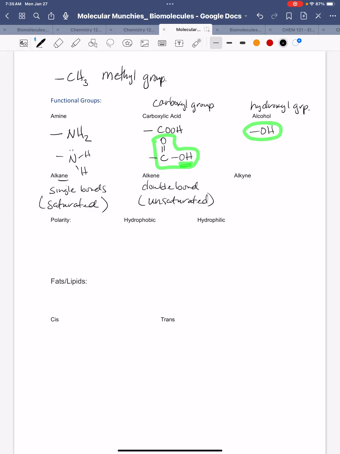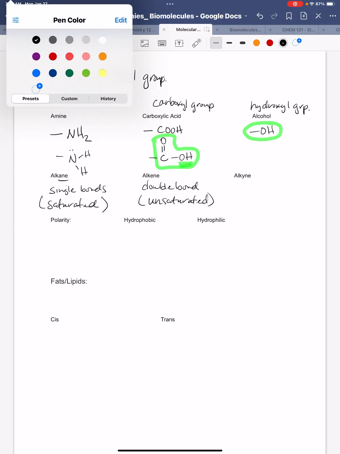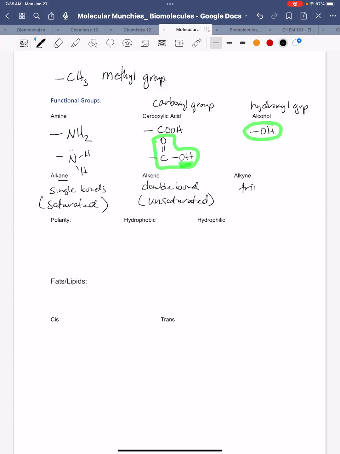An alkyne, we're probably never going to see this, but an alkyne is a triple bond, and I'll just put it in there because it makes it nice and clear. So an alkane is a single bond. It's 2 electrons being shared. An alkene is a double bond. It's 4 electrons being shared. An alkyne is a triple bond. It's 6 electrons being shared.